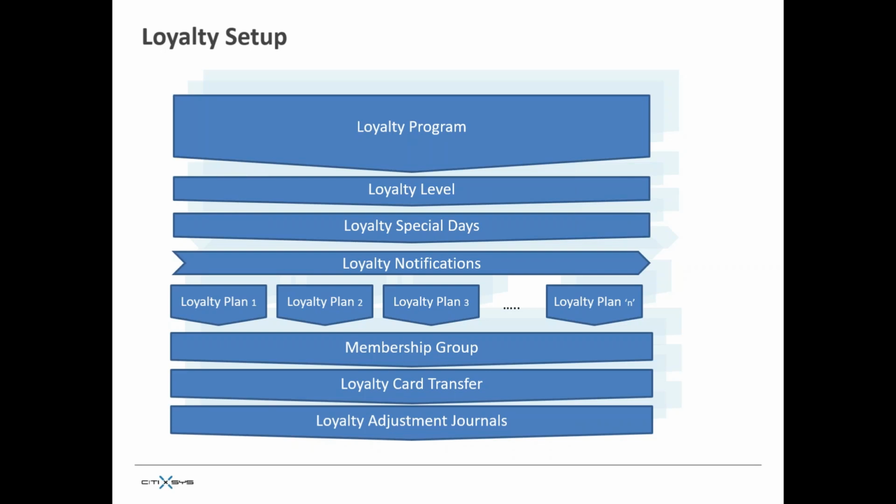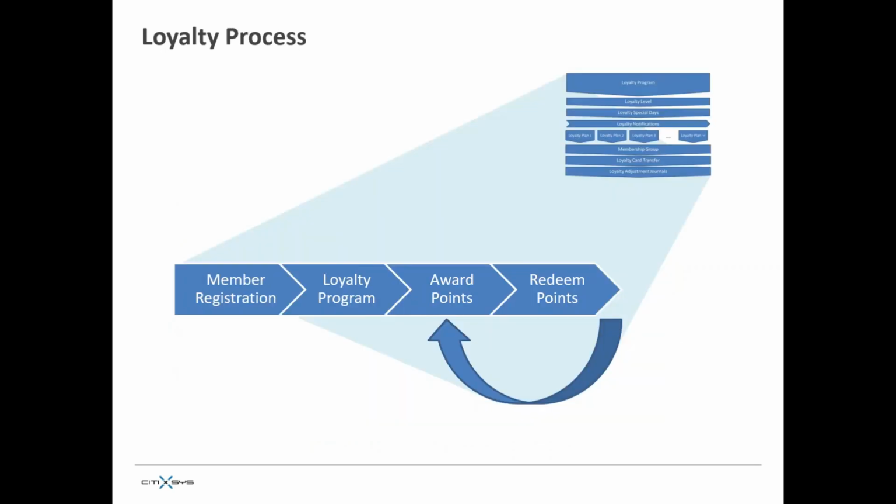We're also going to talk about how the loyalty adjustment journals are done. For any reason you need to adjust the points that you have awarded to a customer, you can use loyalty adjustment journals. As far as the loyalty process is concerned, it's as simple as this. You register a new member, then you attach a loyalty program to that member, and then the customer just starts awarding and redeeming points from there on.